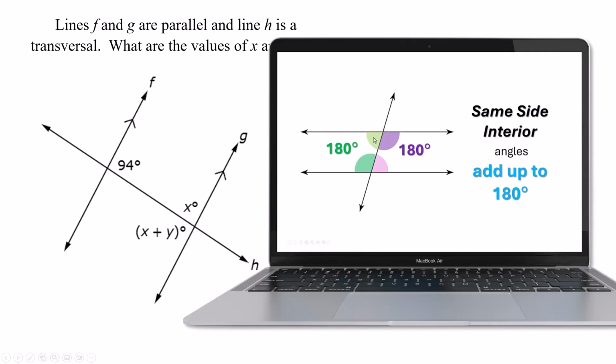All right, now if I take this green angle and just slide it down here, that's corresponding, so I know that these two are the same. But this is the proof of why they add up to 180. They make a straight line when you put them right next to each other.